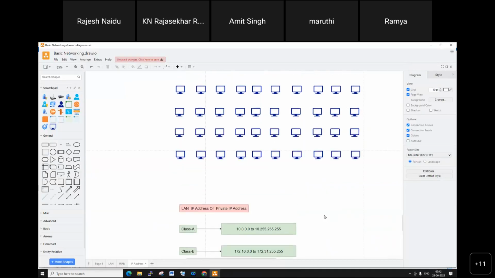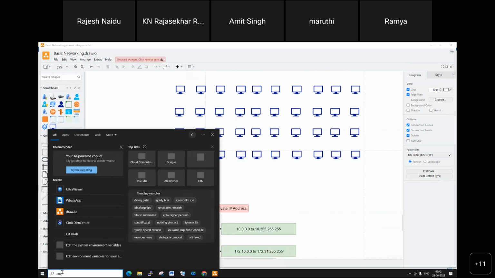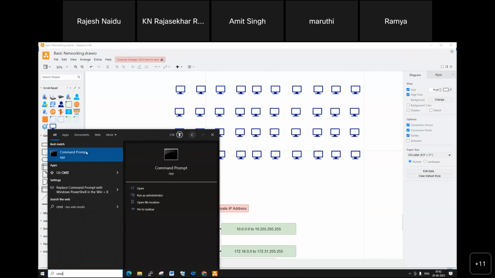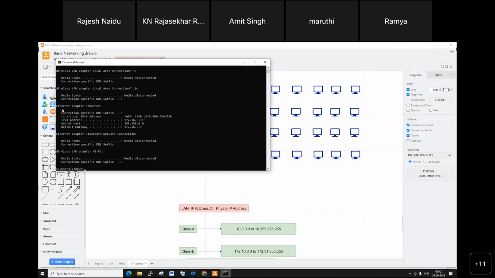Now, here's a small example for you. Go to Start. In the search window, you can type CMD. You'll get Command Prompt. Open it. Here you can type the single word ipconfig and hit Enter. You will get an Ethernet adapter, or maybe a Wi-Fi adapter, a wireless LAN network adapter. The IP address you will receive.